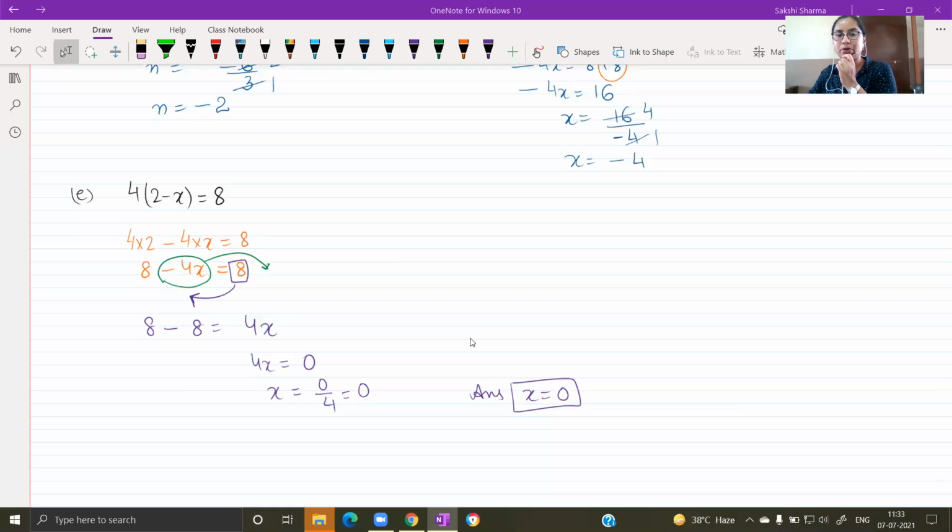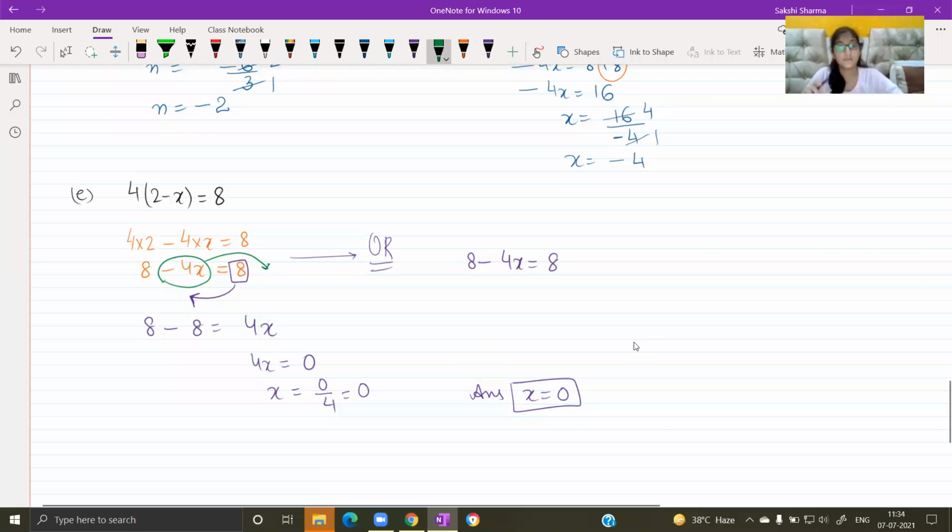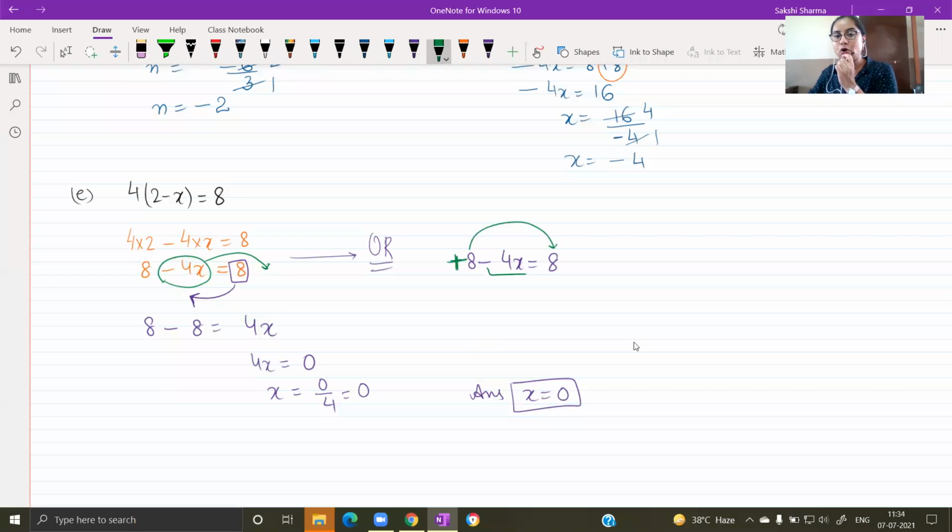Once you apply distributive property at this step, you could do this way. You have 8 minus 4x equals to 8. Did you reach till here? Yes, ma'am. Now we want to take 8 to the other side. Remember, when you take a number to the other side, you have to identify what's the operation of that number. So this is positive 8. The negative sign belongs to 4x. Negative does not belong to 8. 8 carries a positive sign. So negative 4x stays here, and when you transpose 8 to the other side, it will appear as minus 8.